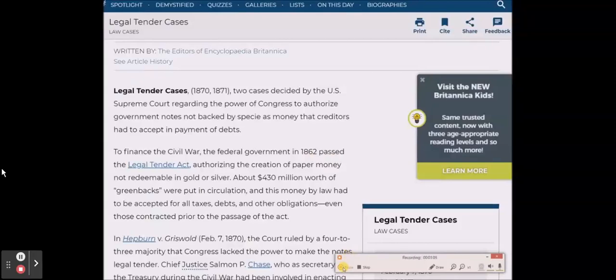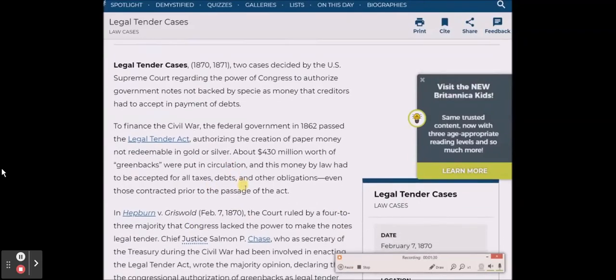So I'll just read the first couple paragraphs. Legal tender cases, 1870, 1871, so this is the time of the Reconstruction, this is after the war. Two cases decided by the U.S. Supreme Court regarding the power of the Congress to authorize government notes not backed by specie, that means gold or silver, as money that creditors had to accept in payment of debts. So this is the beginning of legal tender. And they're saying that basically legally the money we print you have to use for paying debts.